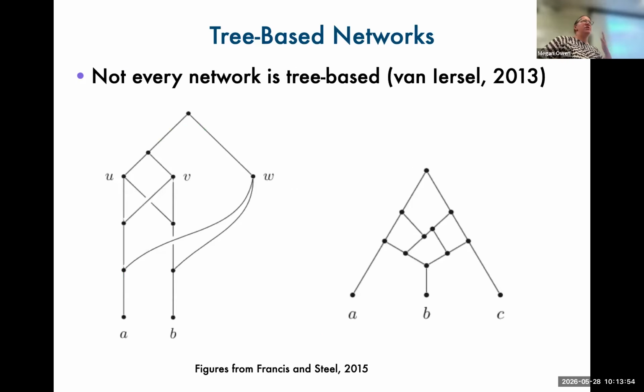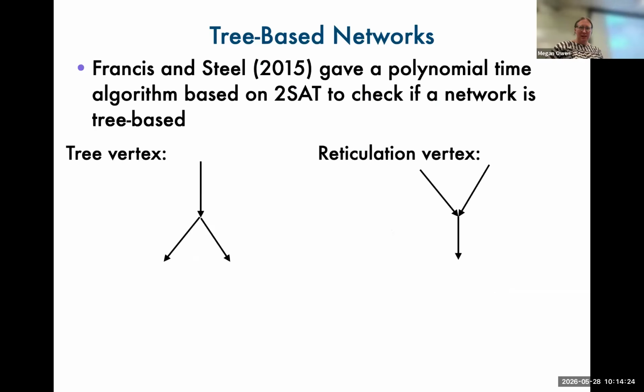So not every network is tree-based. These are two examples of ones that aren't. In this one, it's kind of easy to see: you only have two leaves at the end, and so your tree can only have two branches going up. But up here, you end up with three vertices that somehow need to be covered. And the other one on the far side is a bit harder to see, but it's there to illustrate that it's maybe not obvious what's tree-based and what's not.